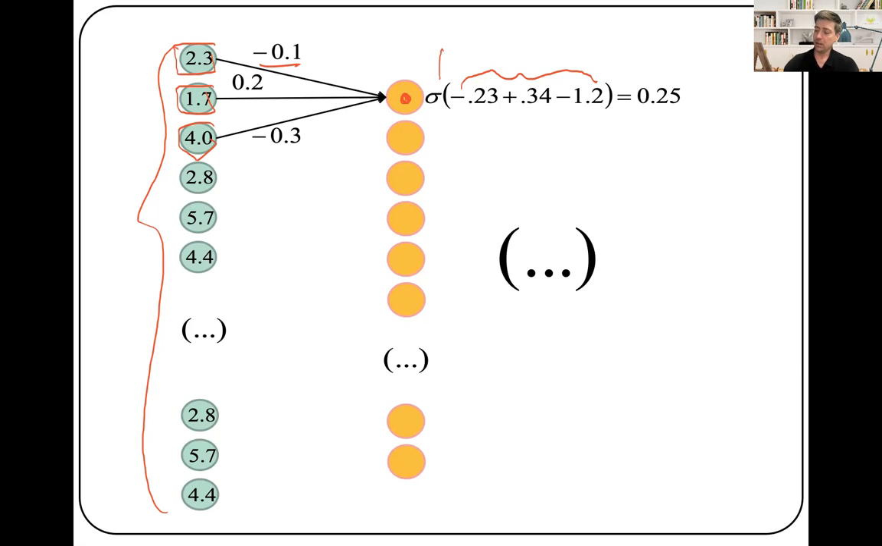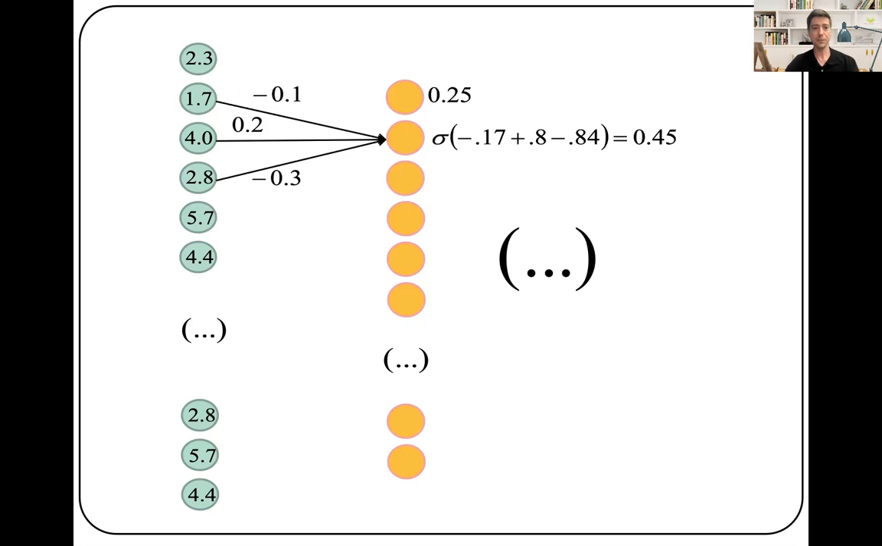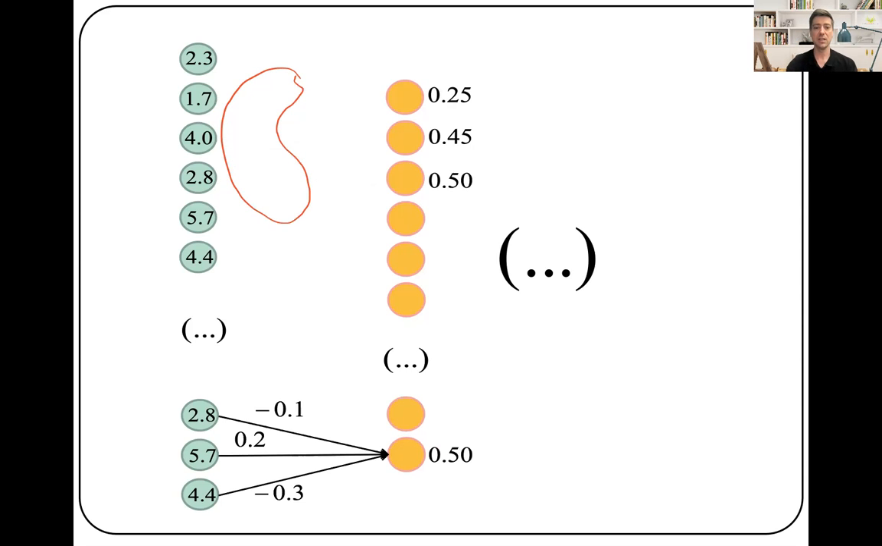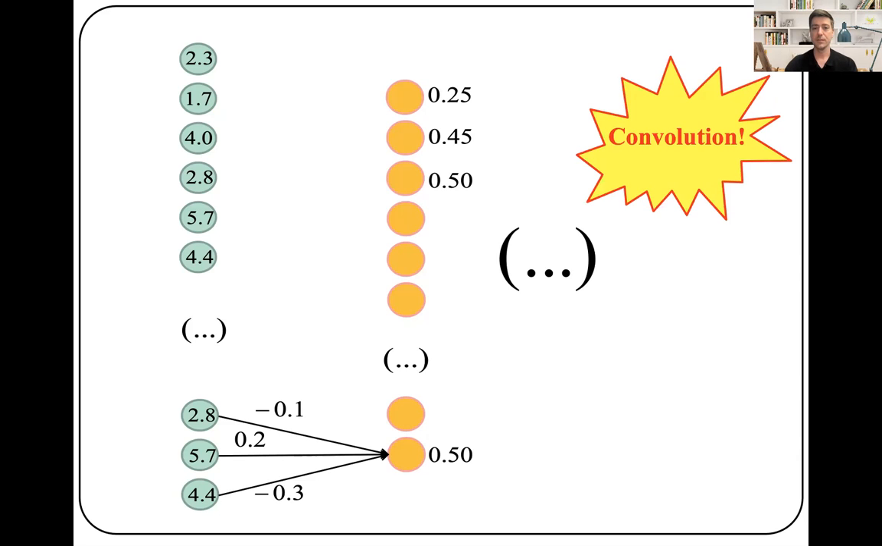And then we're going to apply our activation function. In this case, we used a sigmoid, just for the example. And we're going to get the final output of our neuron at this layer. For the next neuron, it's exactly the same thing. Notice that the weights haven't changed, because it's the same convolution weights. And again, until we reach the end. And this, as I mentioned, is a convolution.